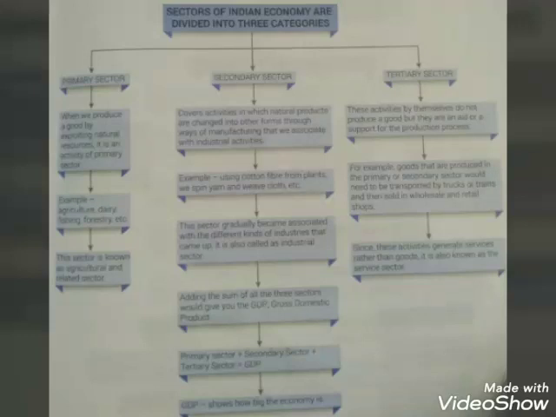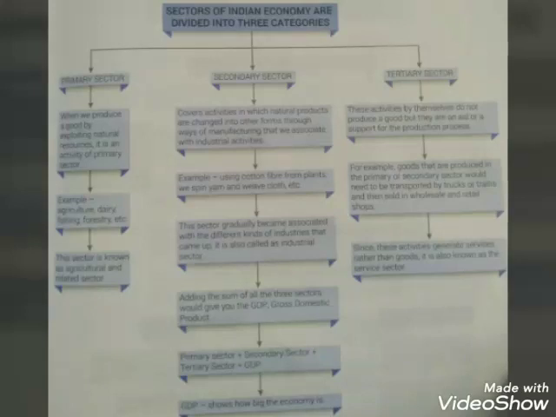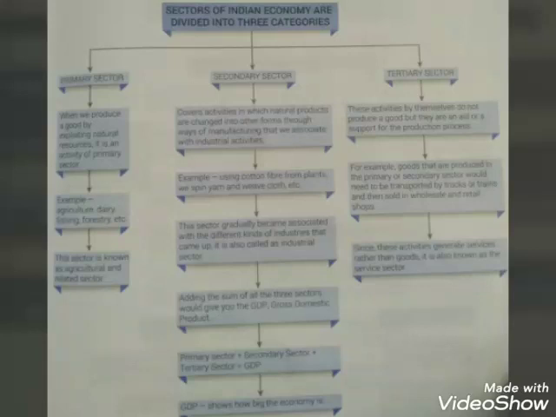So, this sector gradually became associated with the different kinds of industries that came up, and it is also called the industrial sector. Now the third sector is the tertiary sector, and in this sector are the activities that help in the development of primary and secondary sectors. These activities by themselves do not produce a good, but they are an aid or a support for production purposes. For example, goods that are produced in the primary or secondary sector would need to be transported by trucks or trains and then sold in wholesale and retail shops.